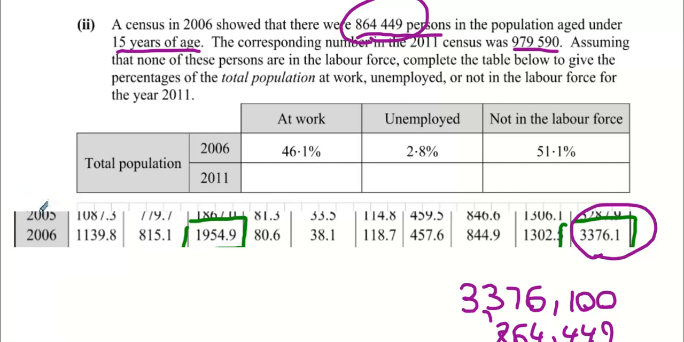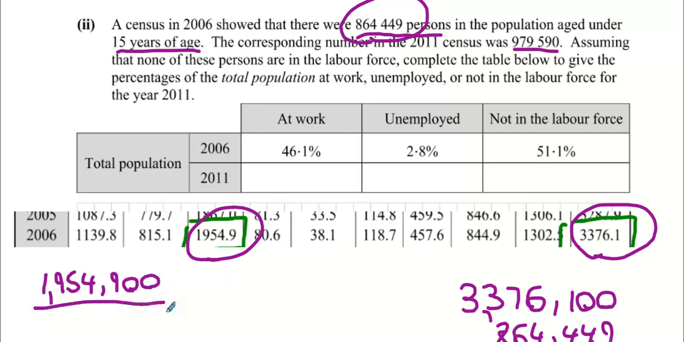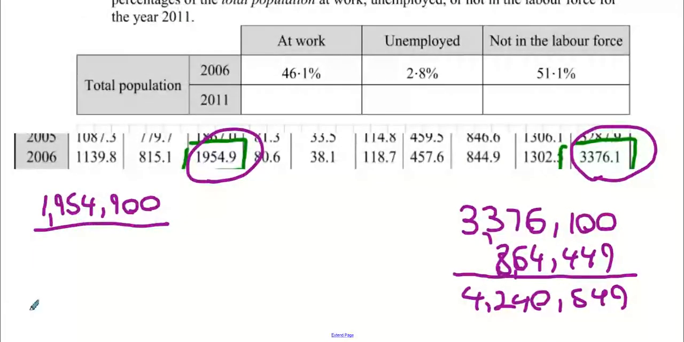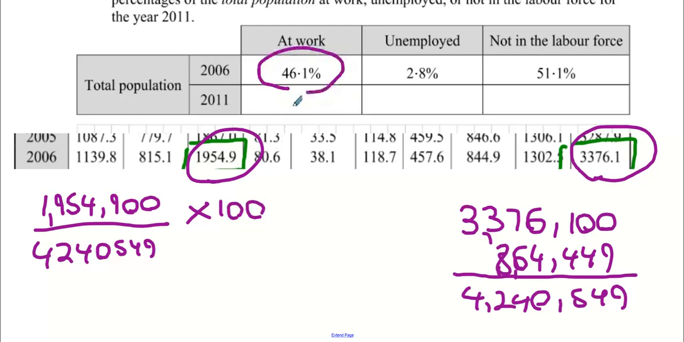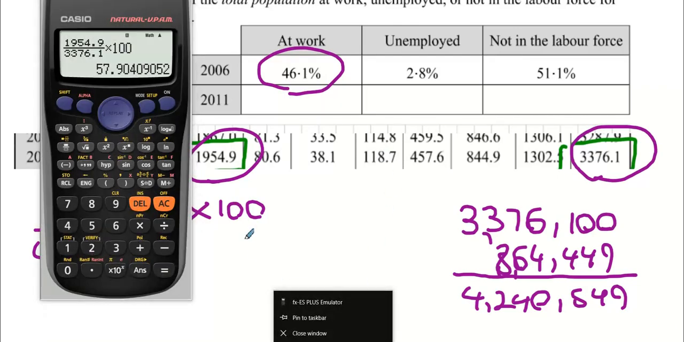Okay. Now I'm just going to test this out. We all agreed this is the number at work, isn't it? Which is 1915. Now it's in hundreds of thousands, so I have to change that. We're going to divide that by what? 4240549. I'm going to multiply by 100. If this answer gives me my 46.1, I have the method I need. If it doesn't, I need to think twice about it.